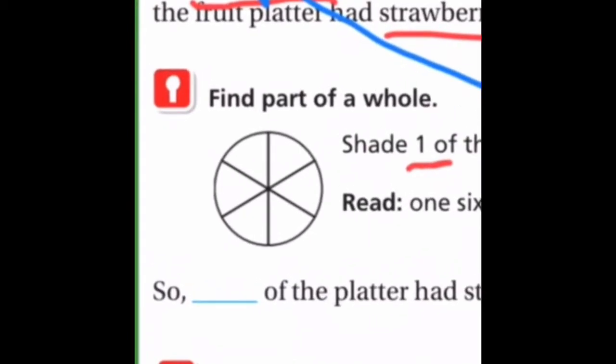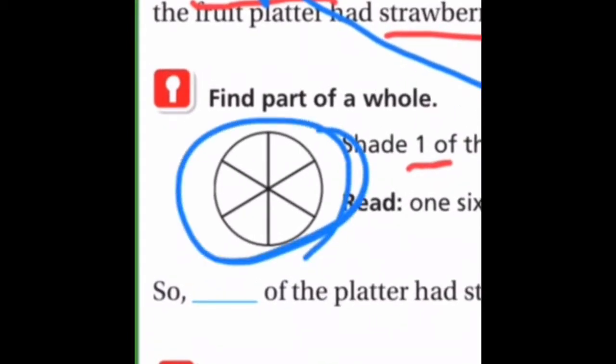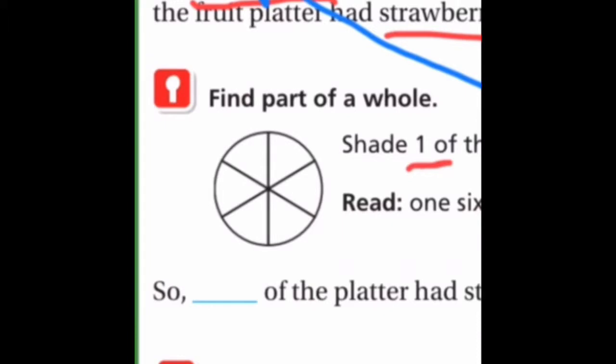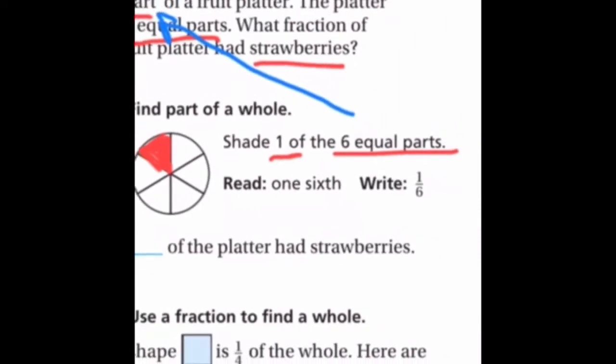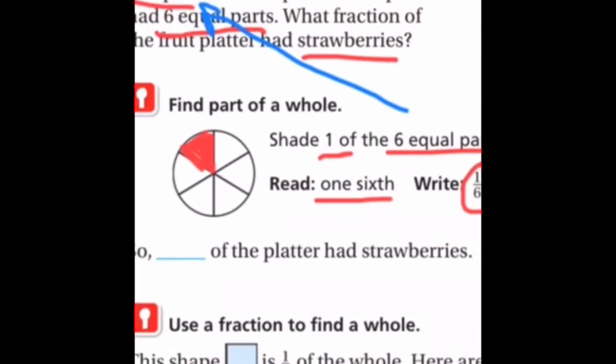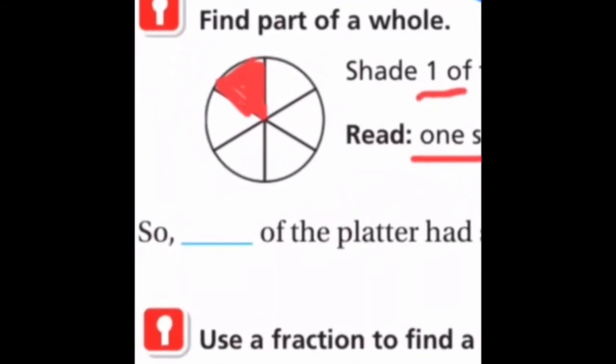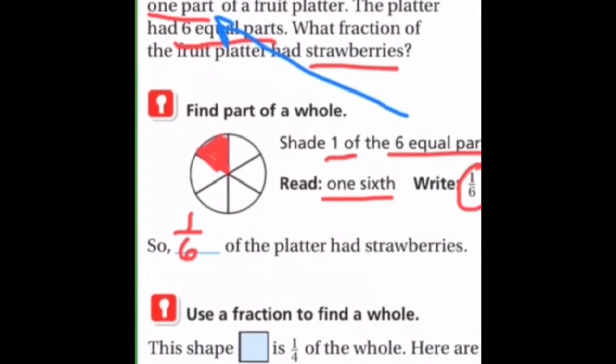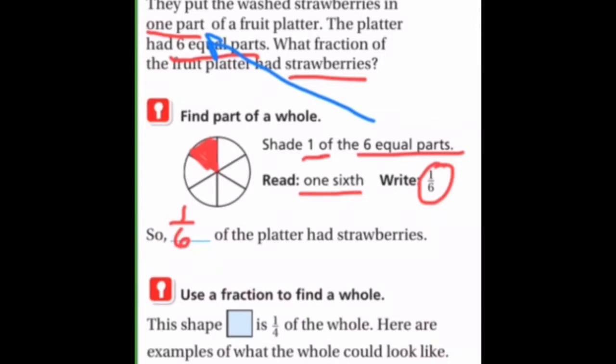So this circle right here is our fruit platter, and one part of it is going to have the strawberries and they're red, so I'm going to color mine in red. Alright, and there we go. Now it's red as 1/6, and we write it this way, 1/6. So what part of the platter had strawberries? 1/6 of the platter had strawberries. And it's that simple, boys and girls, okay?